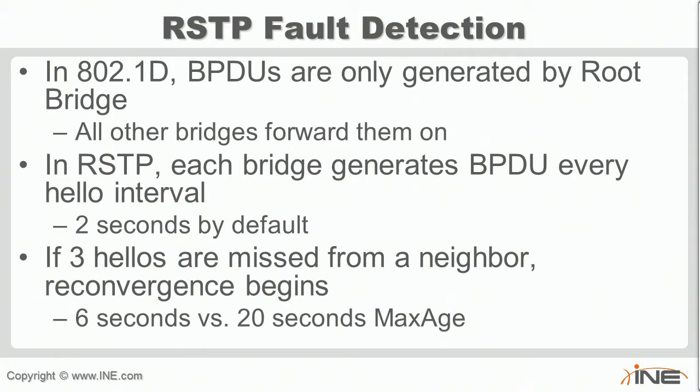What this is going to protect against is a software failure. If it looks like the link between you and me is still physically up at layer 1, but for some reason you're not responding to the BPDUs, like if the spanning tree process crashes, then I'm going to know in 6 seconds as opposed to the 20 seconds, which is the default for the other algorithm.